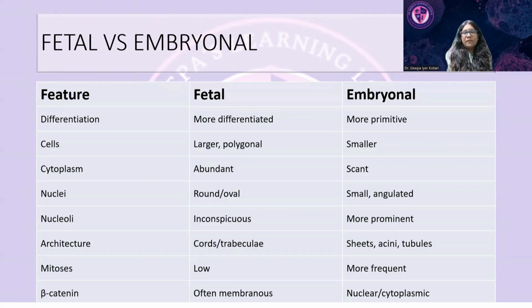The embryonal cells are far more primitive. They have less cytoplasm and more primitive nuclei, which are larger. They form sheets, acini, tubules, and pseudorosettes. The fetal component may contain glycogen and lipid, producing a characteristic light-dark, band-like appearance that I had shown you some time ago. The embryonal cells are more likely to demonstrate abnormal nuclear beta-catenin staining. Sometimes you can see both of these patterns hand in hand.